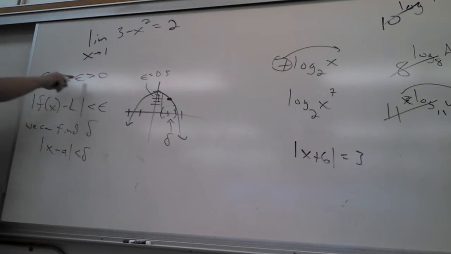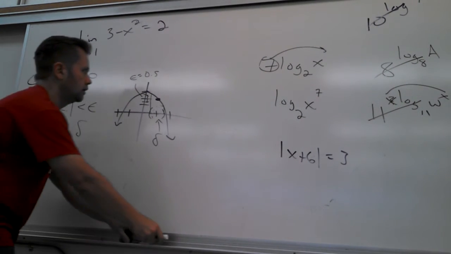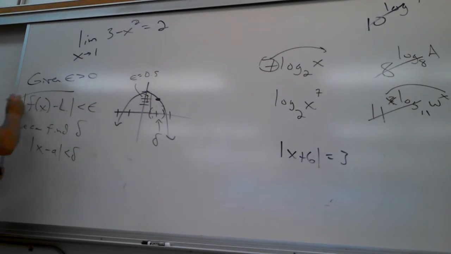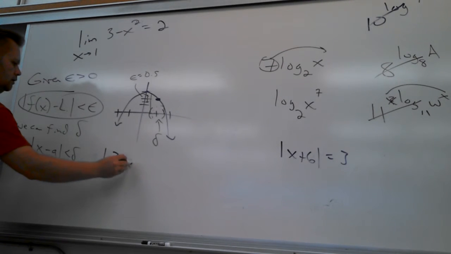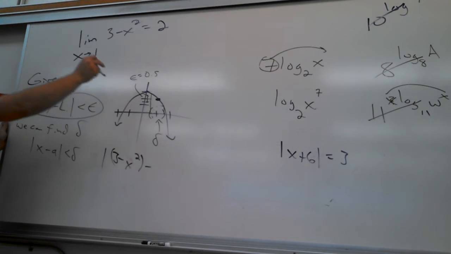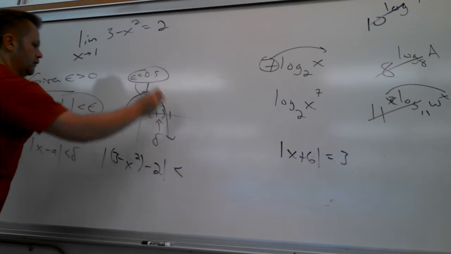All right, it kind of makes sense. The smaller this gets, the smaller this probably has to get for that to still be true. Right? So if I make this 0.5, let's make this more specific to this situation. What would this look like specifically for this situation? It would be 3 minus x squared minus 2. I want that to be less than 0.5, right?